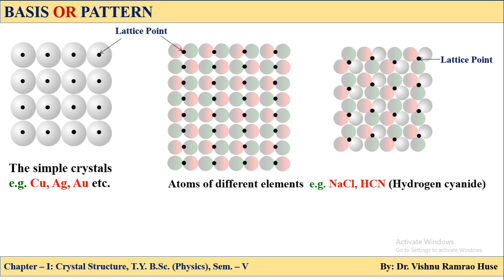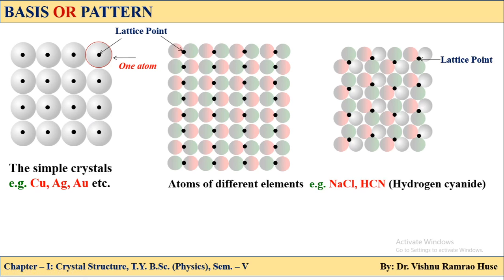In these space lattices, these imaginary points are called lattice points, and these lattice points are arranged in such a way that each lattice point has the same environment with respect to the other. Now, if we want to get a real crystal again, then we must place one atom identically to each lattice point in this space lattice.